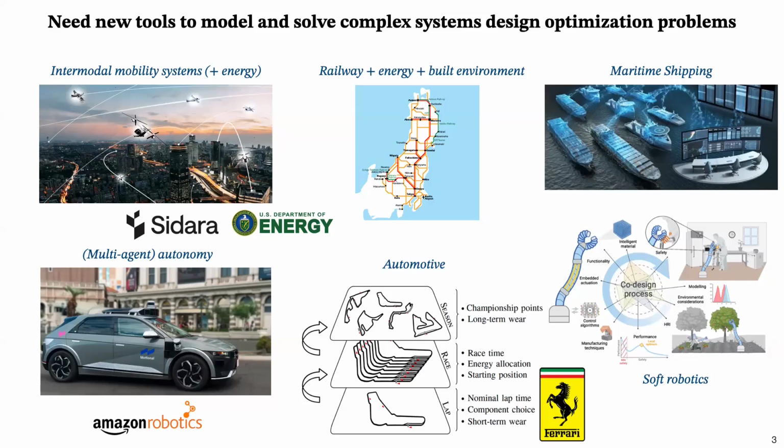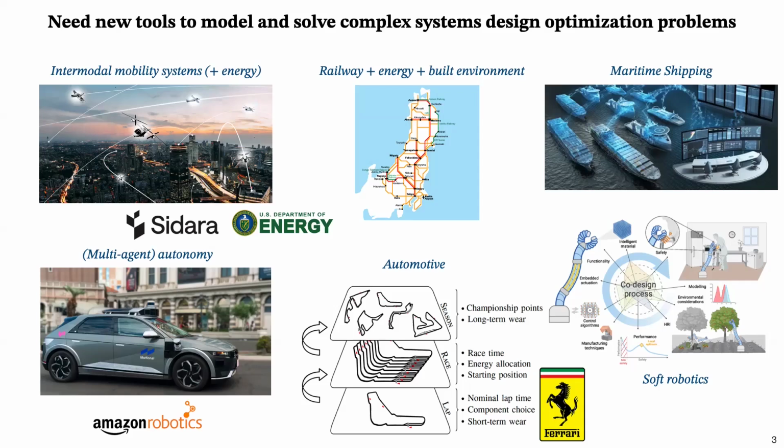We then go low level to designing multi-agent autonomy. We have projects on autonomous driving, but also more known environments, such as with Amazon Robotics. We do some work in automotive. We now have a collaboration with Ferrari on designing race cars. We recently started some work on soft robotics. We are also going to very traditional systems like maritime shipping and railway systems.